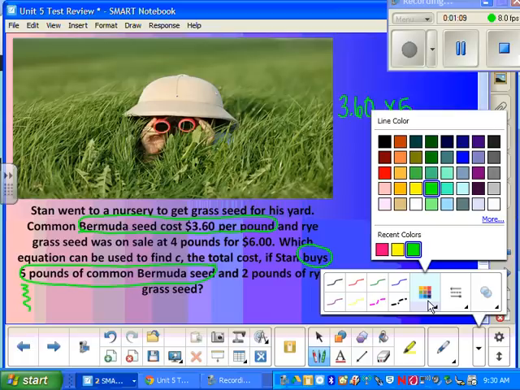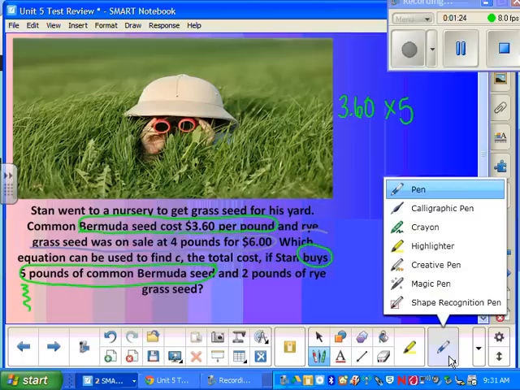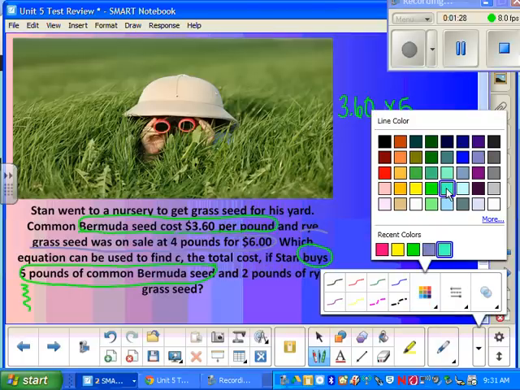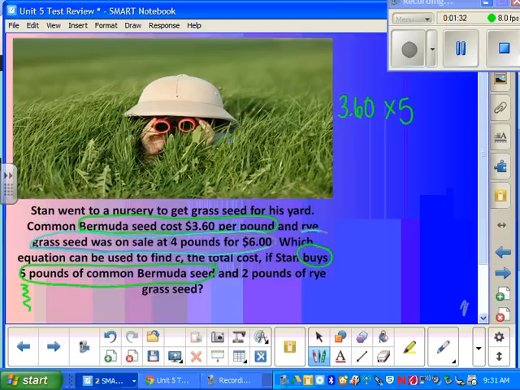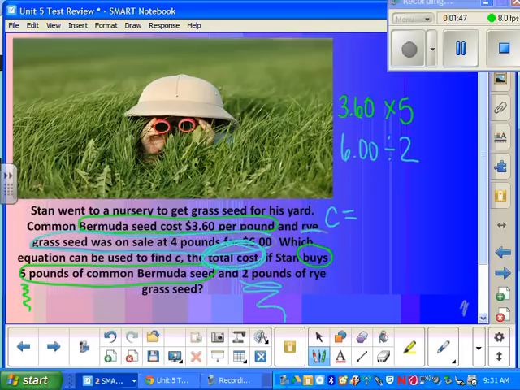Okay, now let's go on to the ryegrass seed. They tell us that it's on sale for 4 pounds at $6. But we only want 2 pounds. How did we go from 4 pounds to 2 pounds? Well, we divided by 2. So in your equation, you're going to take that $6 and divide it by 2. Now, the total equation is going to be C equals, and we're just putting all of this together, $3.60 times 5. And you'll put that in parentheses, and then you're going to add that to $6 divided by 2. All right, we got that one.